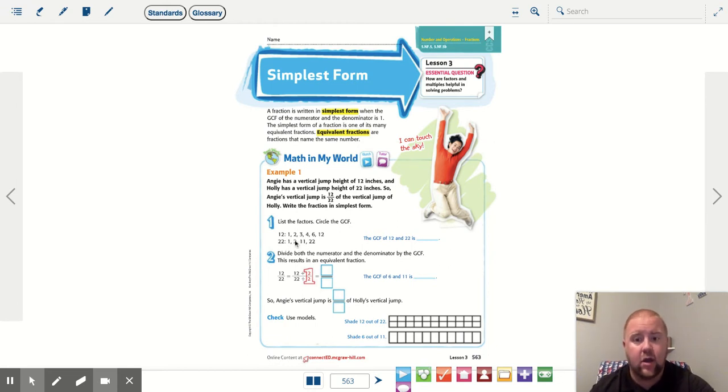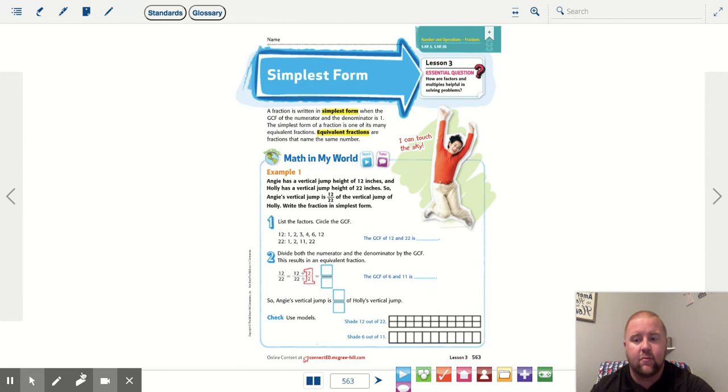So when we look here, we see 1 times 12 is 12, 2 times 6 is 12, and 3 times 4 is 12. Those are all of the factors for 12. And then we look at 22. 1 times 22 is 22, and 2 times 11 is 22. So we're trying to find the greatest common factor. We're trying to find the greatest number that both of them share as a factor.